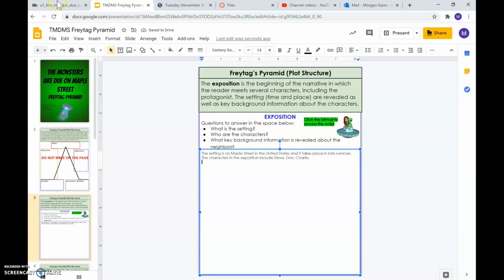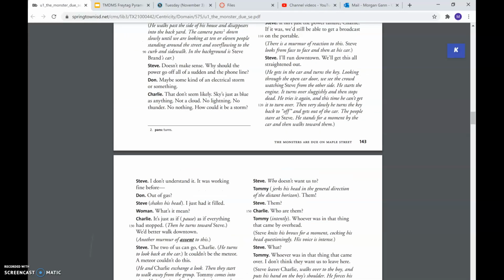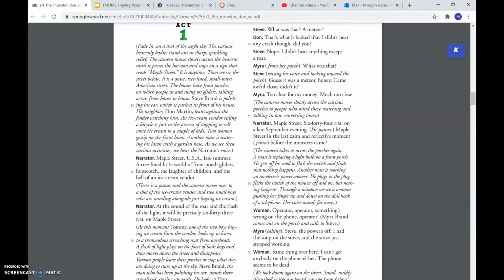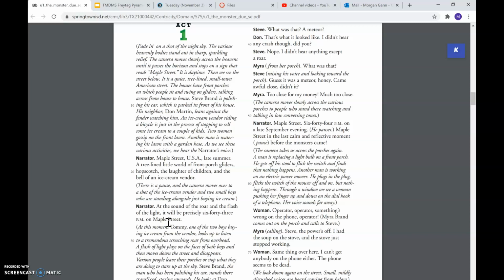What key background information is revealed about the neighbors? If we go back and focus again just on the beginning. Went too far. The narrator tells us that this is a typical suburban neighborhood. People are washing their cars, talking to each other, eating ice cream, watering their lawn. So it seems like they have a very normal, friendly interaction with each other. And then all of a sudden the narrator says that there is a roar and a flash of light. And the roar and the flash of light, they believe it's a meteor, is what changes everything in this story. So they went from being this normal neighborhood to what's happening to them after the roar and the flash of the light.